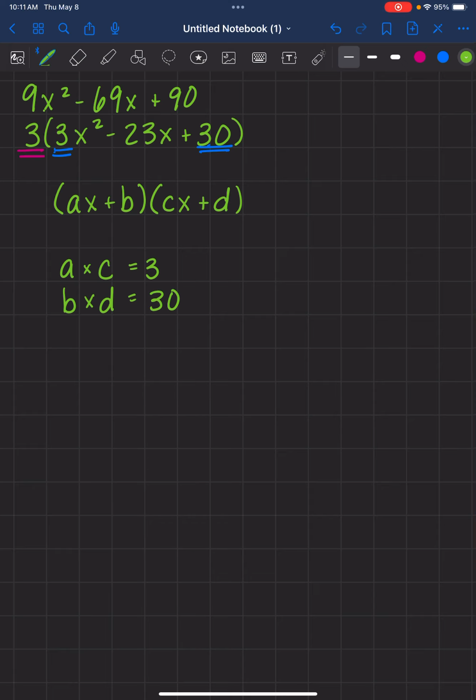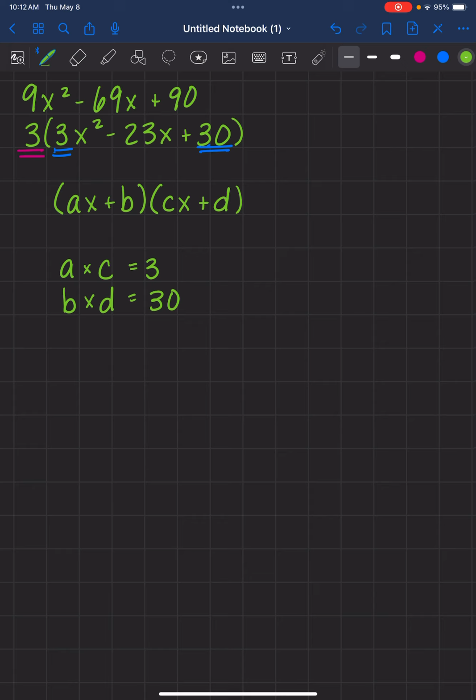And we can kind of see why that is, because if we want to end up with a 3x squared, then whatever is in the ax and the cx has to end up being 3x squared, and the only way for that to happen is if a times c equals 3. Same thing for b times d. In order to get a plus 30, the two terms that don't have an x on them have to multiply out to 30. So now we know that a times c must equal 3 and b times d has to equal 30. And then the only other thing that needs to happen is that once we create our middle term, it has to end up at that negative 23.